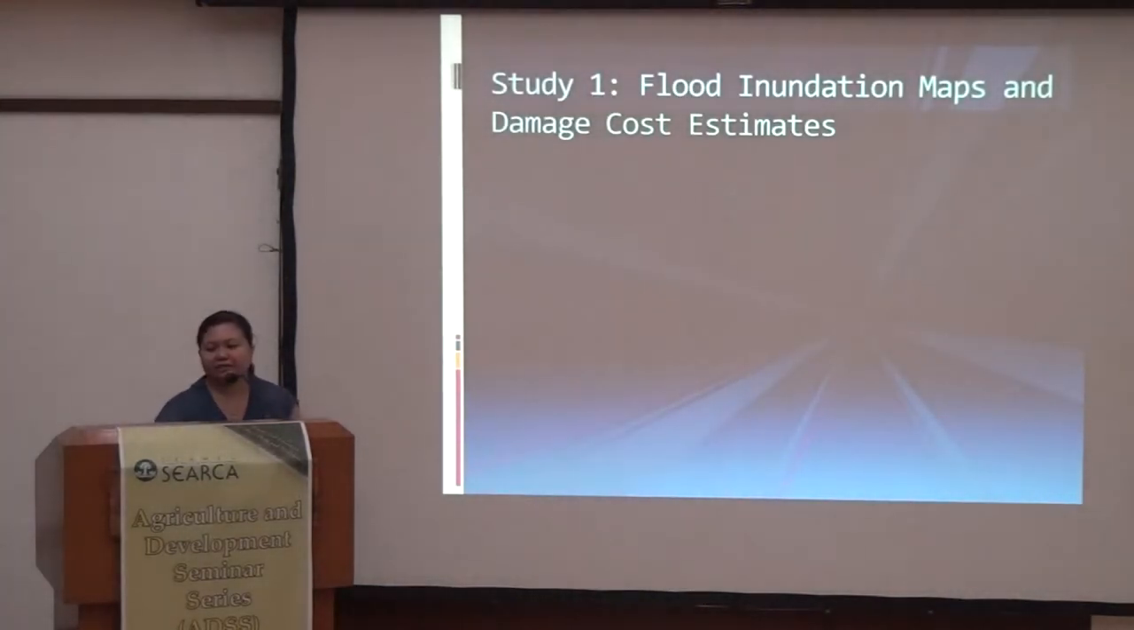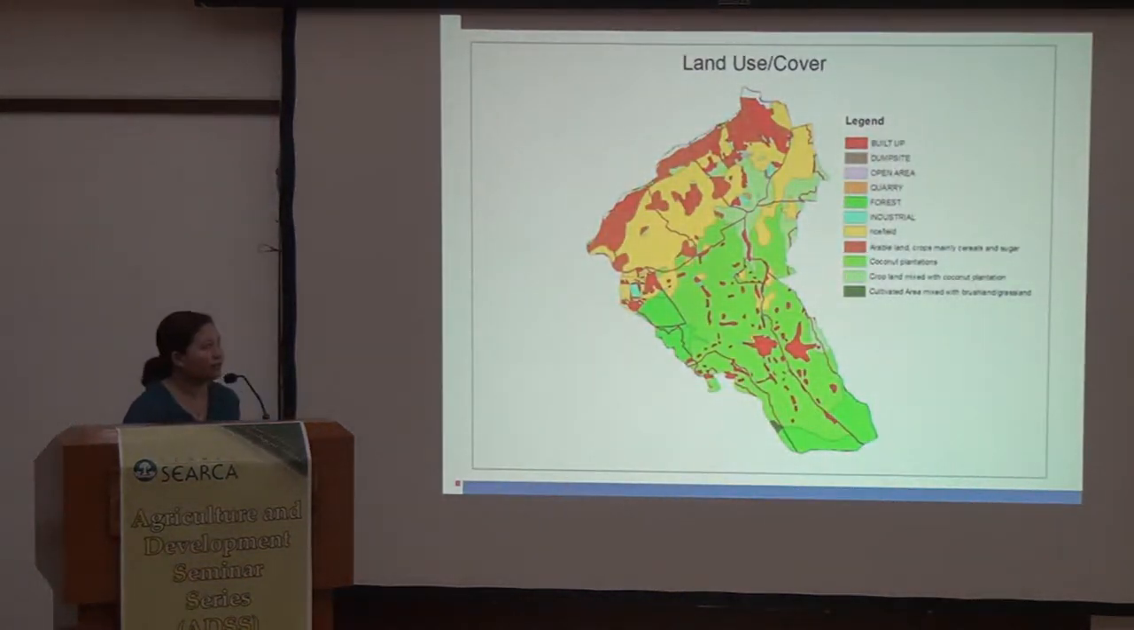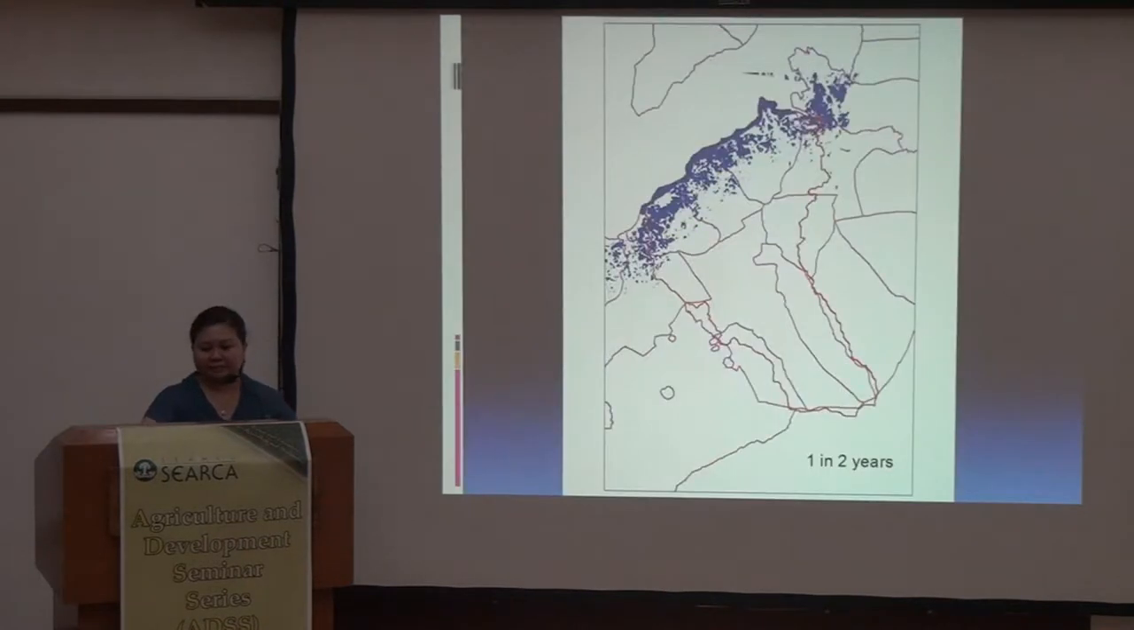So this is the result of the flood inundation maps and our damage cost estimation. So first, we look at the land use cover for the study site. Majority are rice fields, okay? The rice fields are the ones in yellow. The built-up or residential lands are the ones in red. And then there are areas where coconut trees are planted. Those are the predominant trees for the study site.